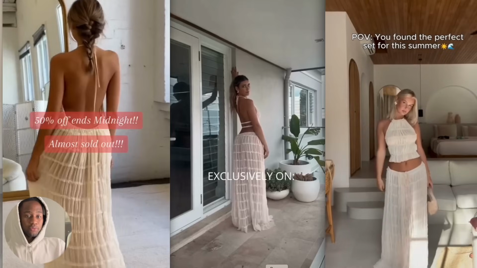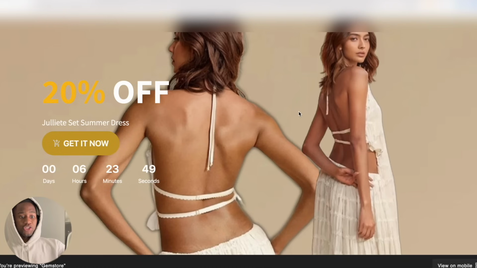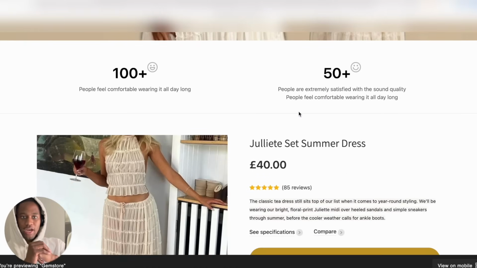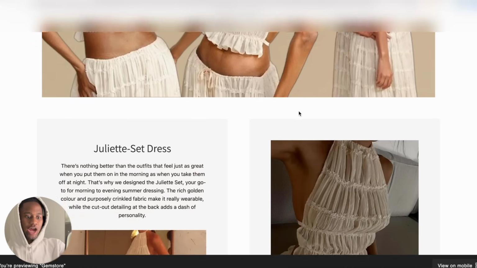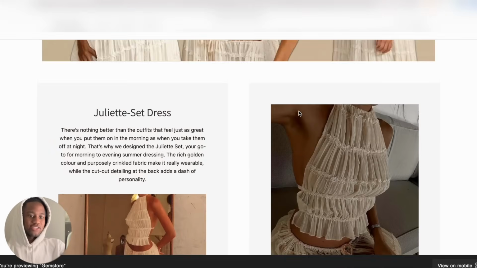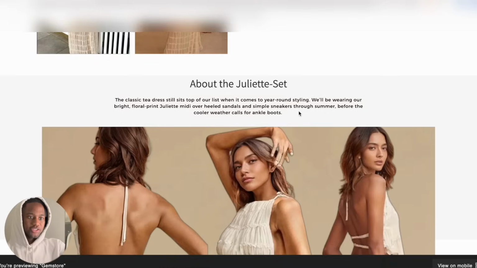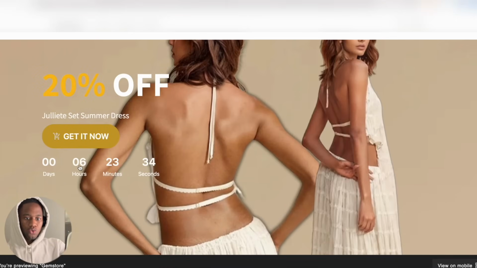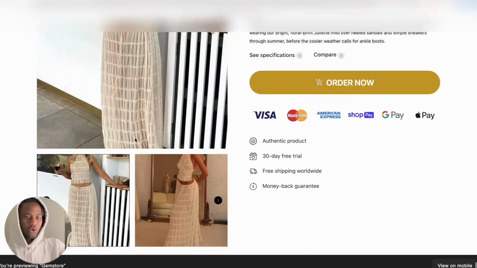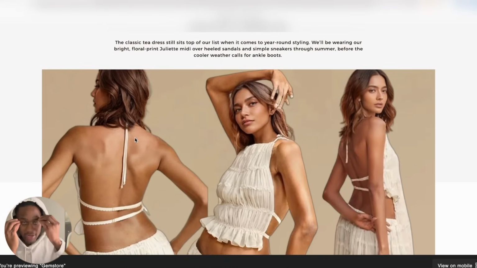So now what did I do next? Simple. I went to build a website, and this is what my website looked like. Pretty basic. I did this website in literally about an hour. Nothing crazy. I call this dress the Juliet set dress. This is literally everything. We had a get it now offer with a 6-hour countdown timer and 20% off. Guys, it took me like an hour to build this website.